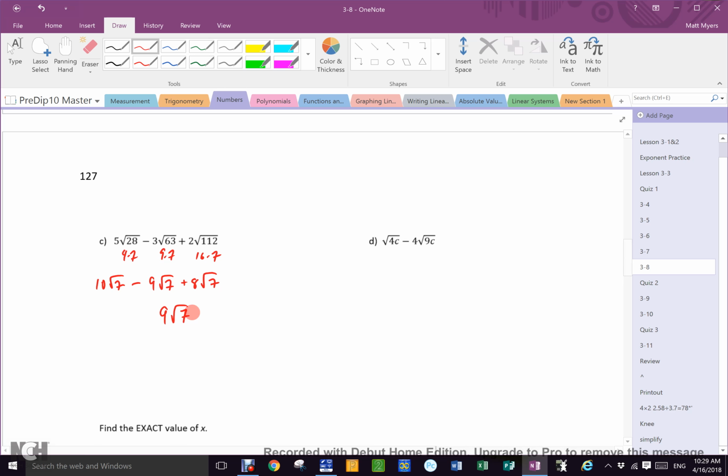Is everybody good? 9 root 7. Yeah? Does anything change mathematically in D? No. Instead of being 4 times 7, what is this? 4 times C. It's actually easier to do the variables because you don't have to do the factors.